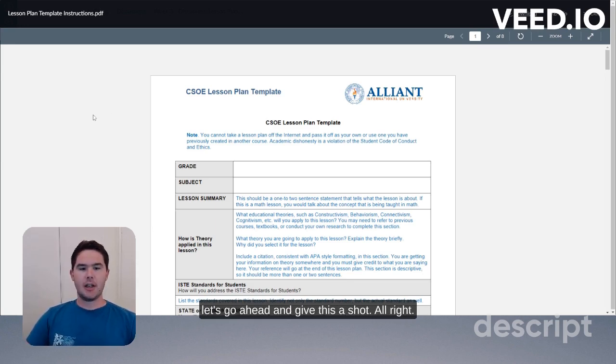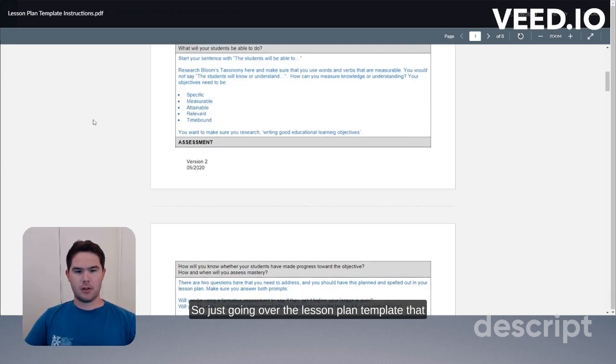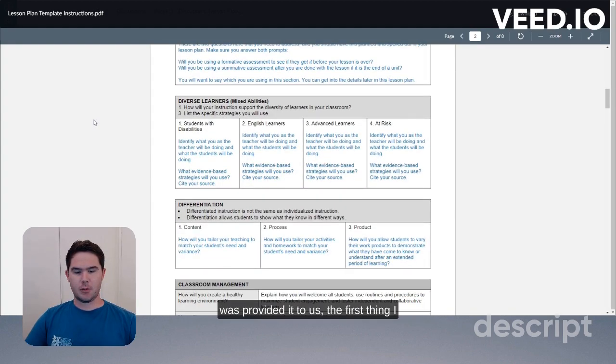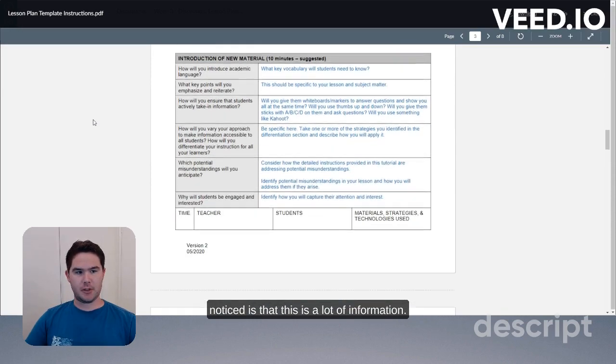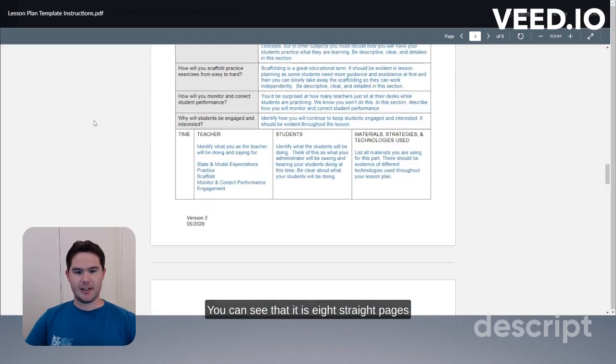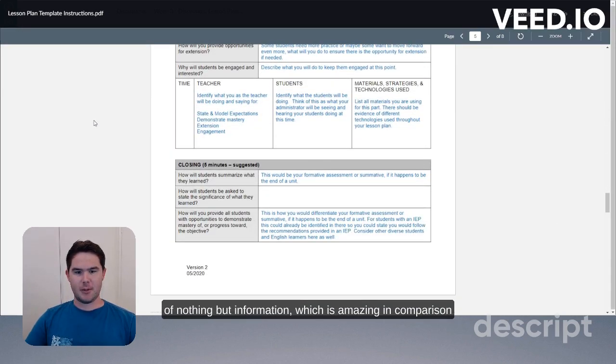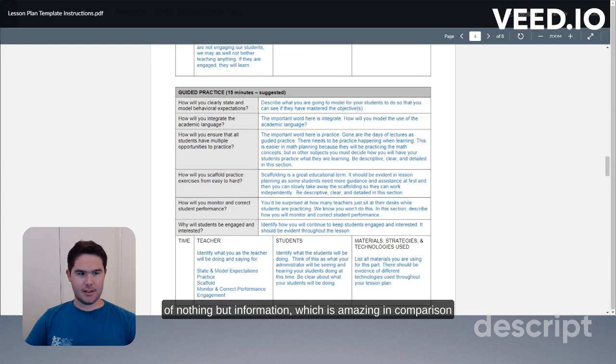All right, so just going over the lesson plan template that was provided to us, the first thing I noticed is that this is a lot of information. You can see that it is 8 straight pages of nothing but information, which is amazing.